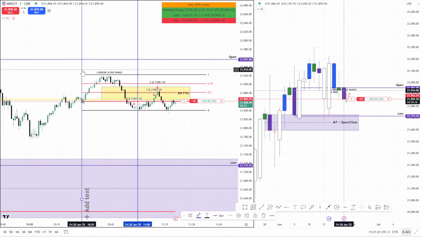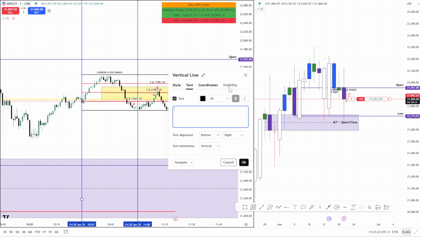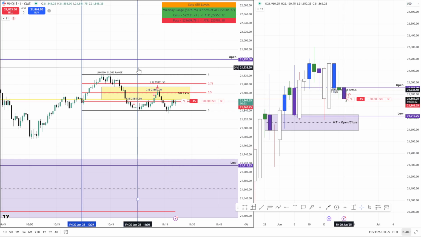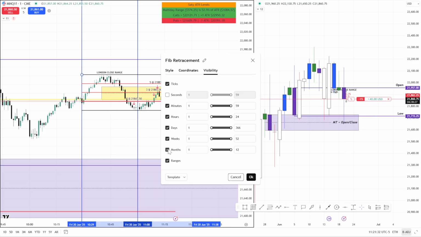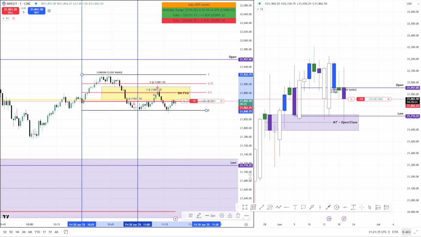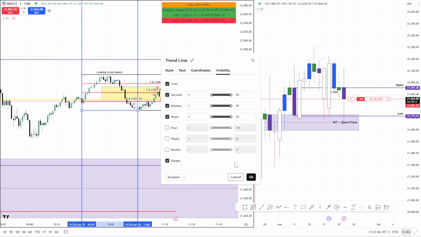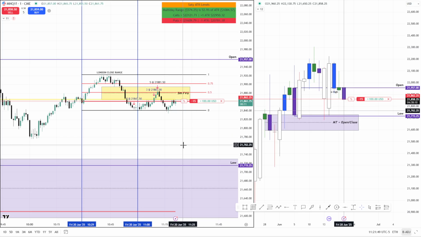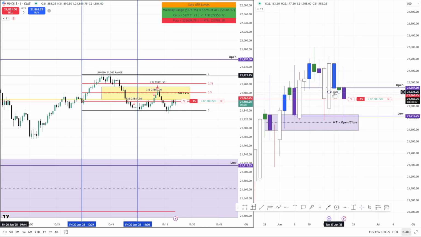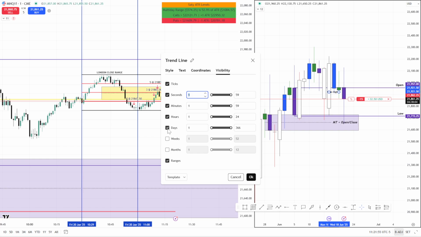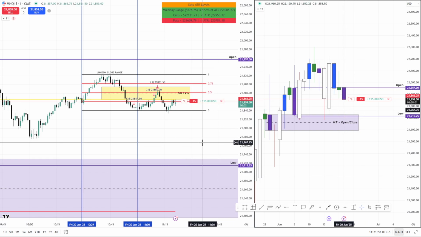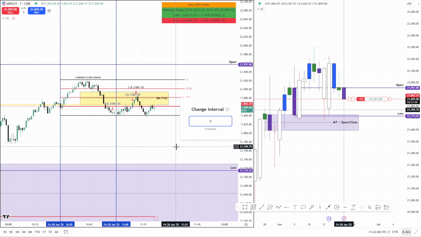All right, let's just look at visibility here. Minutes, perfect. Minutes. Just getting rid of visibility on the daily so it's not 5 p.m. high. We don't need to see that. It's a 4-hour. Okay. Let's go back to the 5-minute chart.